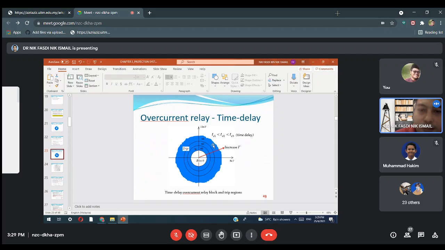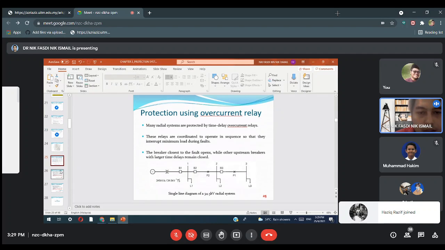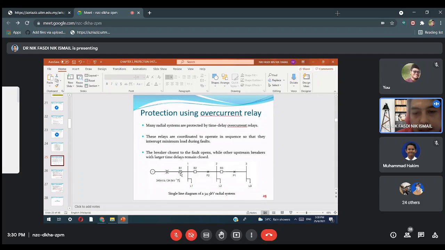So we can see from here TD3, TD1 ini paling cepat biasanya, in terms of time lah. Maksudnya yang paling cepat this one lah. Paling okay. Alright. Then you have this curve. Okay, then we are using the overcurrent relay to protect the single line diagram.